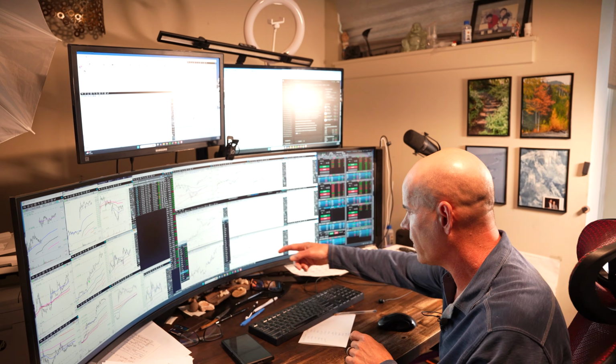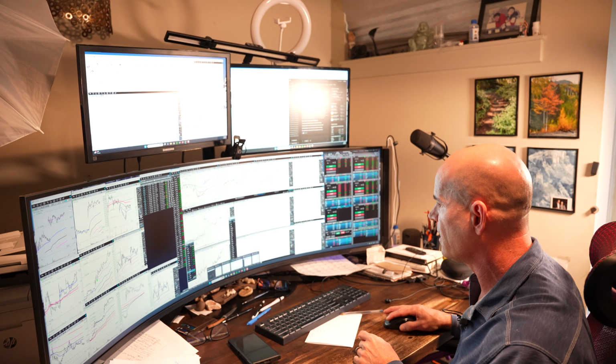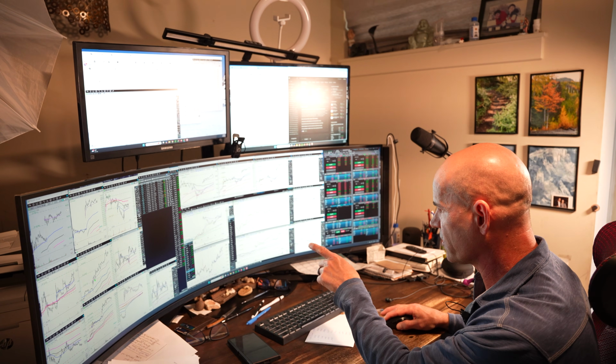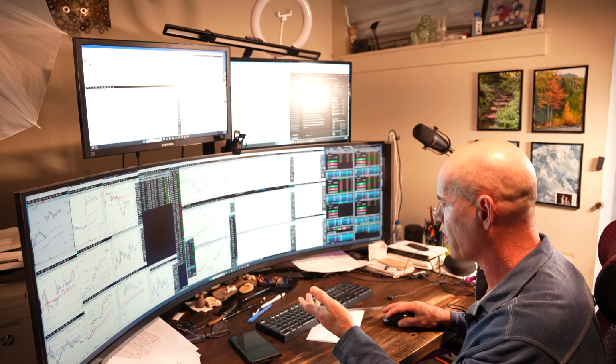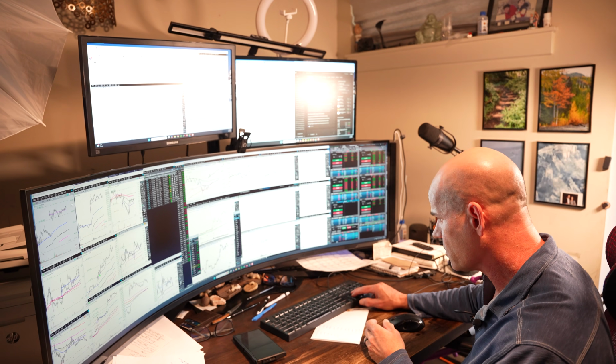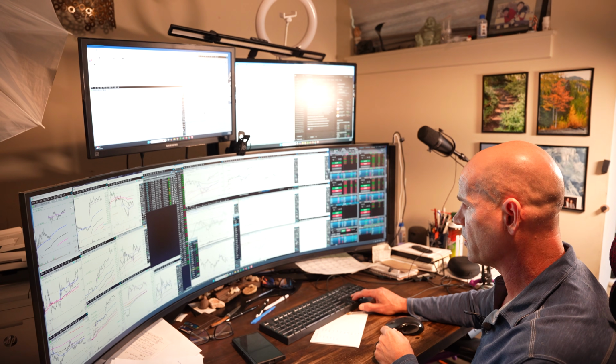Then right here, kind of in the middle, hidden between the little tools for TC2000, I've got some of the bigger liquid leaders, and there's 139 of those.